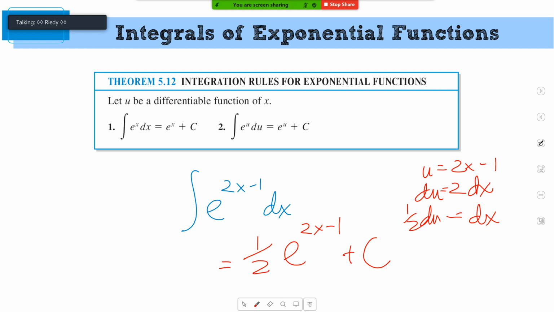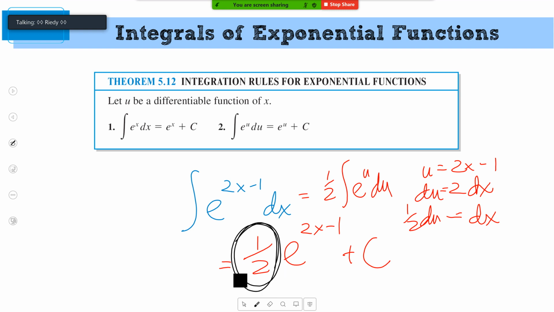Hopefully you followed me there, because what I did is I said, okay, well, this is 1/2 times the integral of e to the u du. The integral of e to the u is itself. Plug it back in. You got the 1/2 in front. So what commonly happens in these types of problems is we lose that 1/2 if you don't do it as a UDU problem. So please do it as a UDU problem.